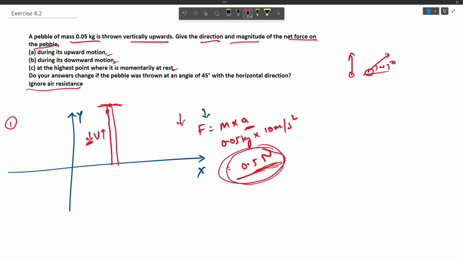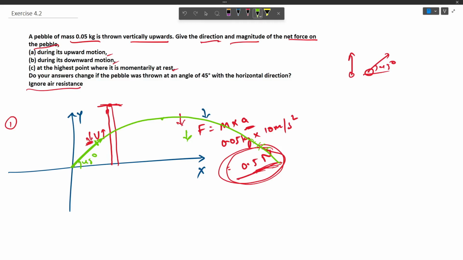Now in the second case, when it is thrown at a 45 degree angle, let us assume that the ball is thrown like this. It will have a trajectory like this. This is the 45 degree angle. This is the upward motion. This is the point of highest reach, and this is the downward motion. Now here again we see that the force would be acting downward because it is a gravitational force and the pebble has mass, so it is always going to be acting in the downward direction.